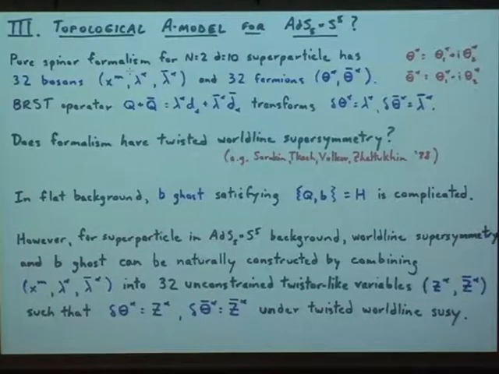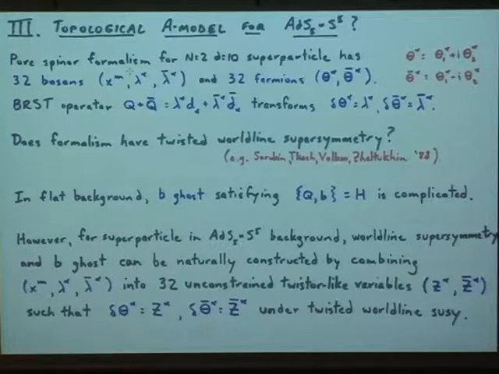Now, in fact, this was actually very closely related to some earlier work of Sorokin, Tkach, and Volkov, where they tried to discuss the superparticle with both world line supersymmetry and space-time supersymmetry. Now, in a flat background, this is very difficult to do in a natural way because the b ghost is actually very complicated if you try to write it down. So Q plus Q bar is easy to write down in terms of these variables. But if you try to construct an object which satisfies the anti-commutation with Q is just a Hamiltonian, it's not easy to do. But as I will show for the superparticle in AdS5 times S5, it turns out world line supersymmetry and this b ghost can be constructed in a very natural way.